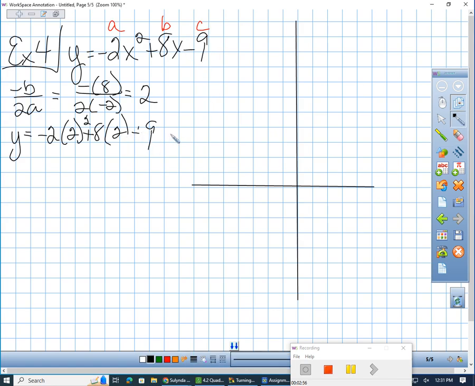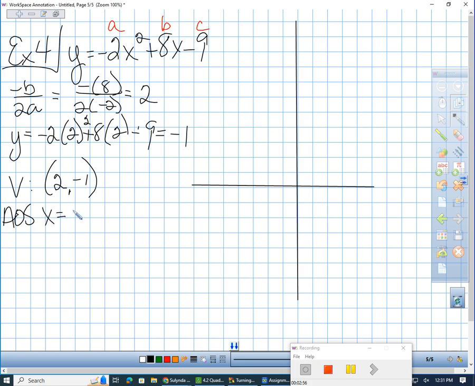Minus 9. Okay, so that's going to make it 16 minus 9. Or let's see. So 8 minus 9 gives us a negative 1. Does that sound better? All right, so we have a vertex at 2, negative 1. An axis of symmetry at x equals 2. So first I'm going to plot 2, negative 1. I have an axis of symmetry right here. Now before I get started, which way is this going to open up? It's going to open down. Very good.